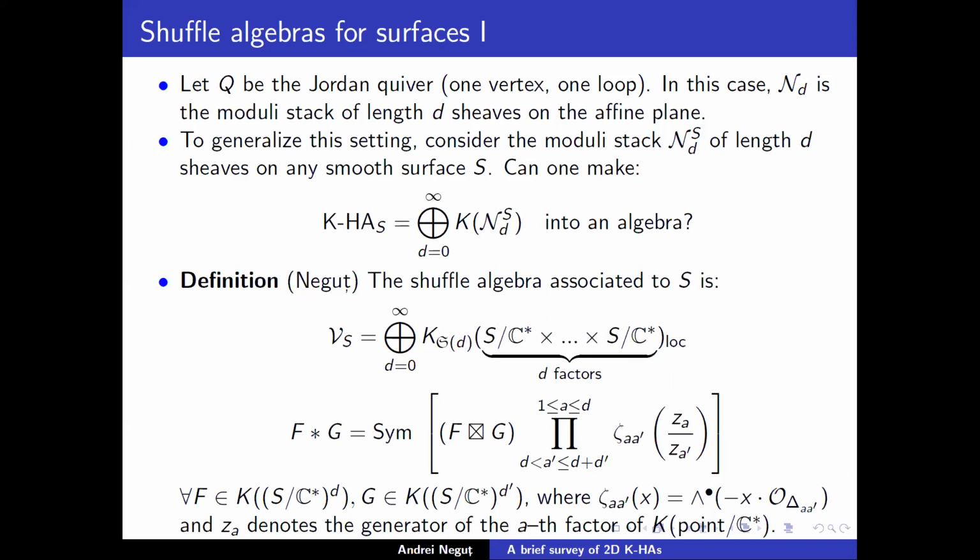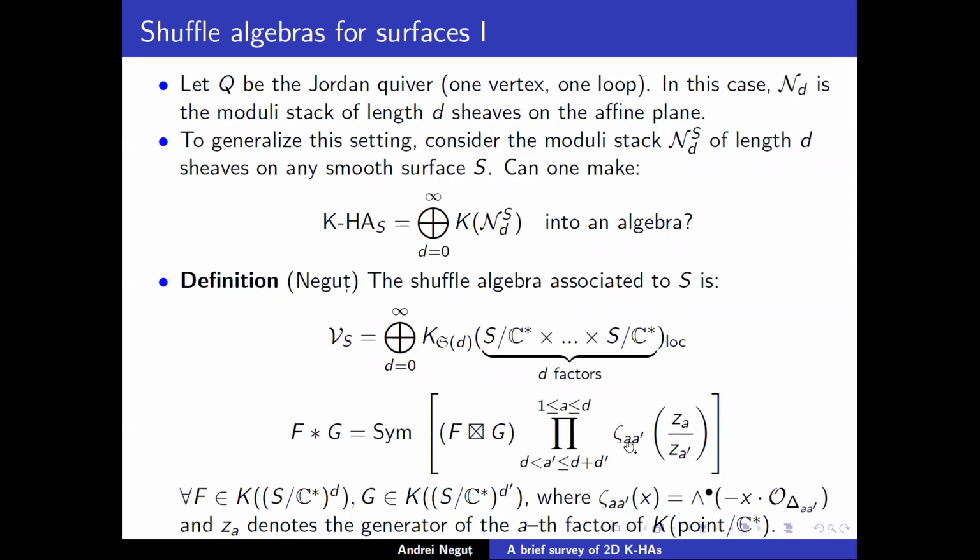And the definition of the shuffle product is inspired by the one you saw before. Basically, if F is a K-theory class on S to the power D, and G is a K-theory class on S to the D prime, then you construct this thing here, which is a K-theory class on S to the D plus D prime. So F exterior product G is unambiguously a class on S to the power D plus D prime. You have to multiply with these beta functions. Previously, in the quiver case, beta functions were just some explicit rational functions which depended on the quiver.